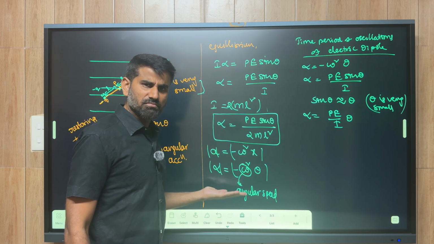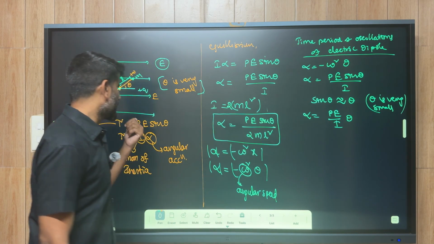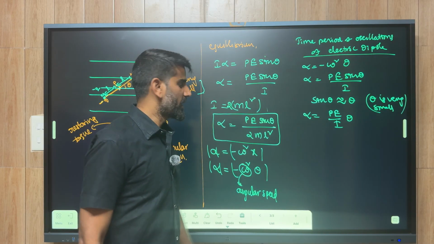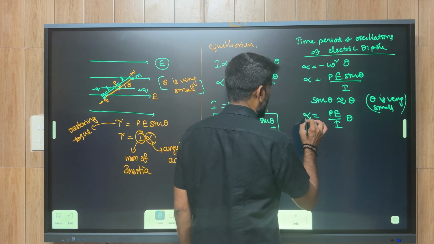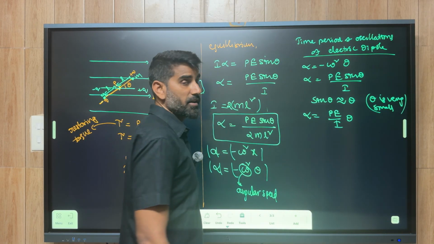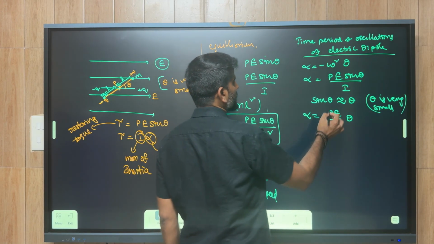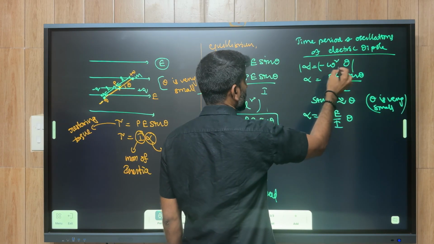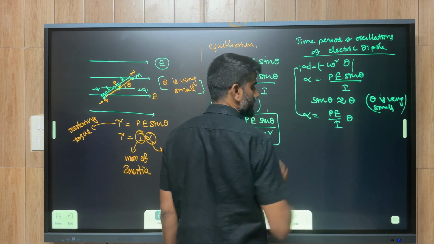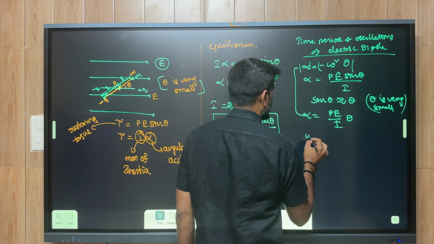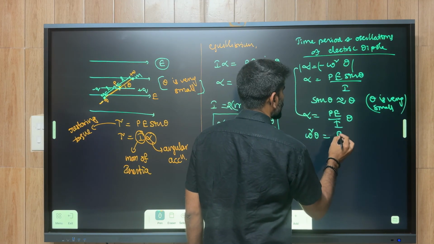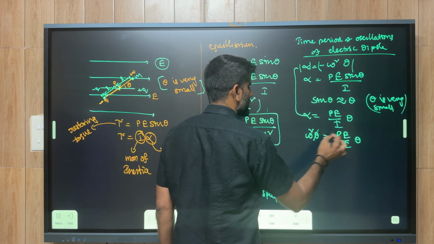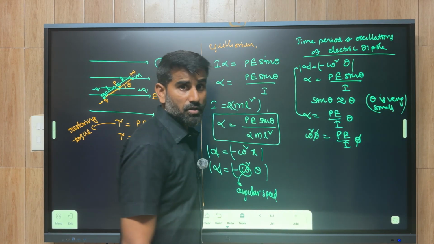Okay, I'm using the magnitude. That would be fine, because instead of placing the negative sign everywhere, I can use the magnitude directly. Okay, right. So torque tau is I alpha, which is equal to PE by I into theta. I can use the magnitude as I have used. So I can equate these two results. Now what happens? Omega square theta is equal to PE by I into theta. Now theta will get cancelled.